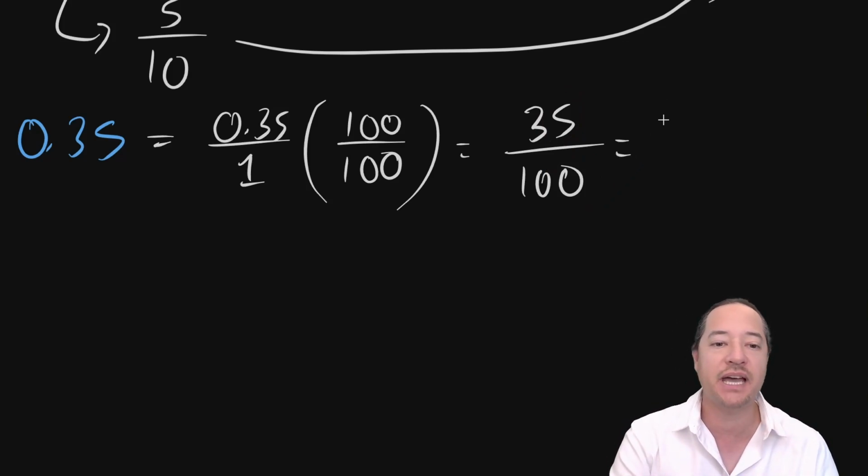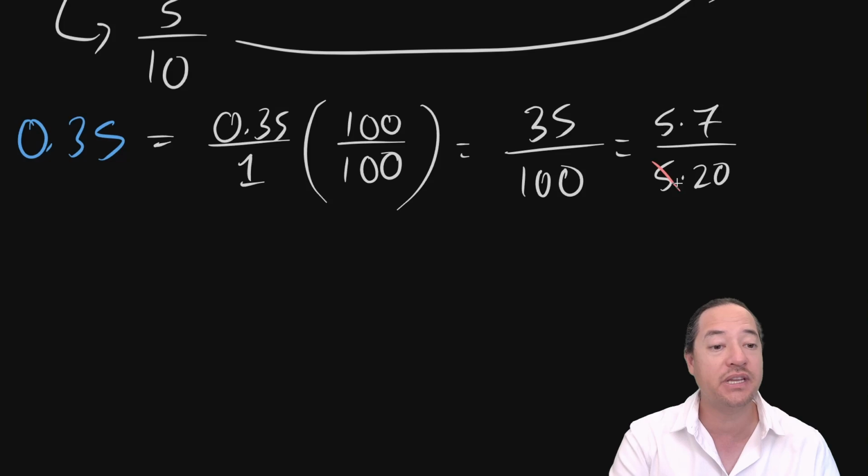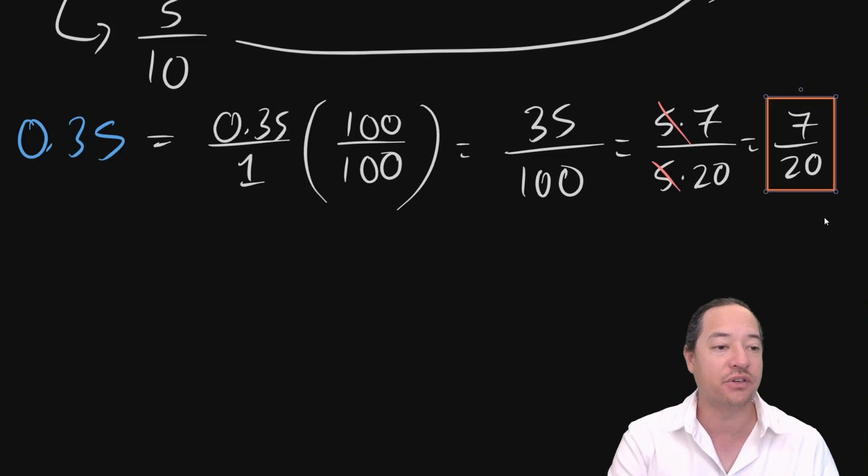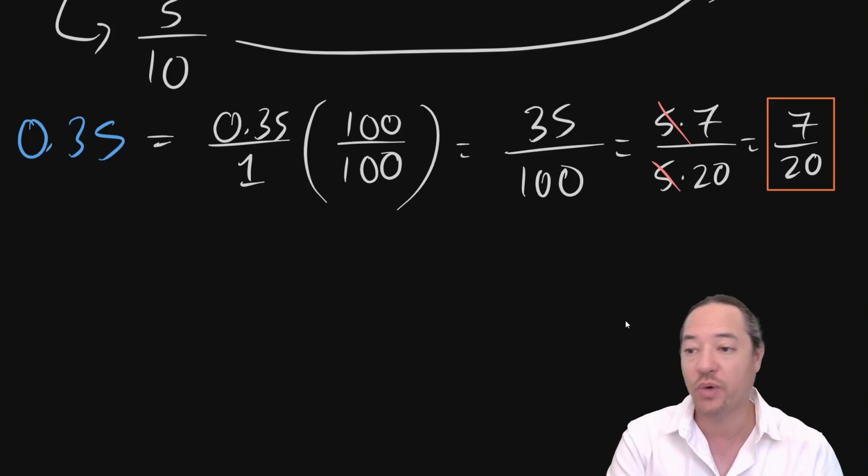So if we were to do that, we can see that the top is the same as 5 times 7, and the bottom is the same as 5 times 20. So now we can actually cancel out these 5s, and thus this is equal to 7 over 20. Okay, so this 0.35 is the same as the fraction of 7 over 20.